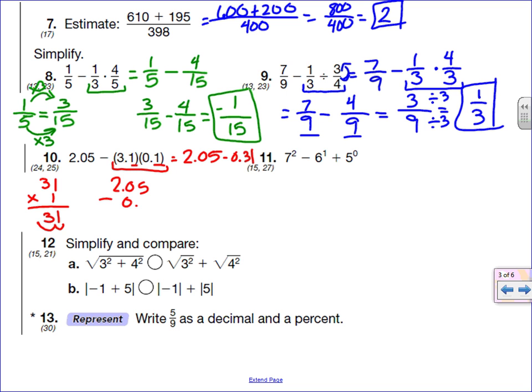Oops. Got to line up the decimals when you're adding or subtracting decimals. 5 minus 1 is 4. And then 10 minus 3 is 7. Bring the decimal down, and 1 minus 0 is 1.